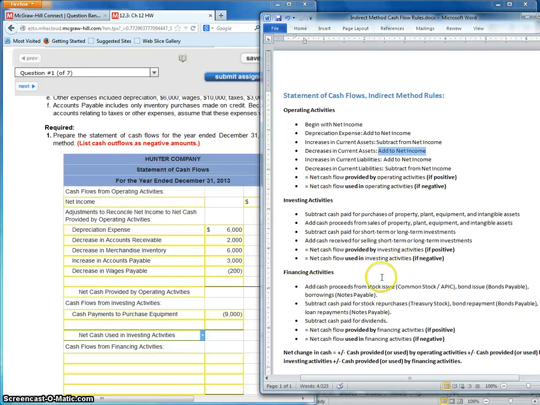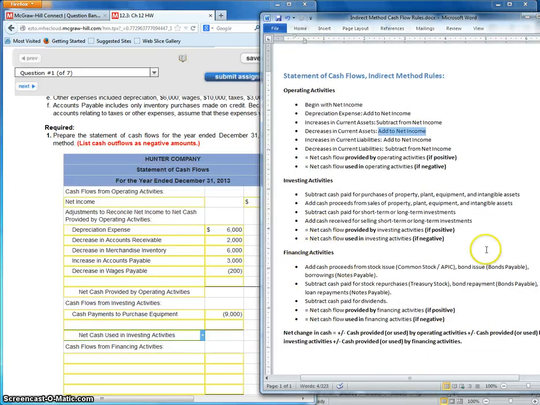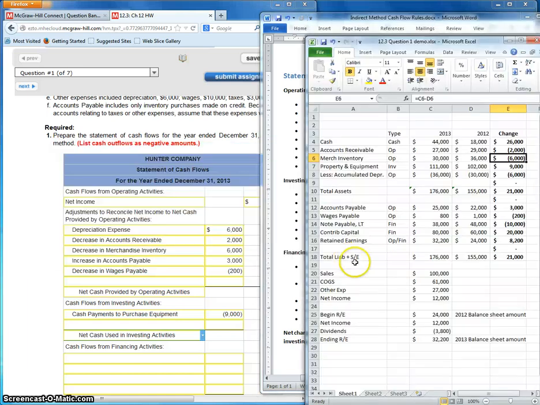Finally, financing. What are my rules? Here they are right here. Add cash proceeds from a stock issue. So that's if your common stock, additional paid-in capital, contributed capital, from a bond issue or from borrowing. So if I borrow money from the bank, that's going to be a financing activity, and I'm going to add that. I'm going to subtract cash if I buy back stock because I paid money for it, or if I repay a loan or a bond. If I repay that loan, that's money that comes out of my bank. And I'm also going to subtract any cash paid for dividends. So I'm going to look for those things in my balances.